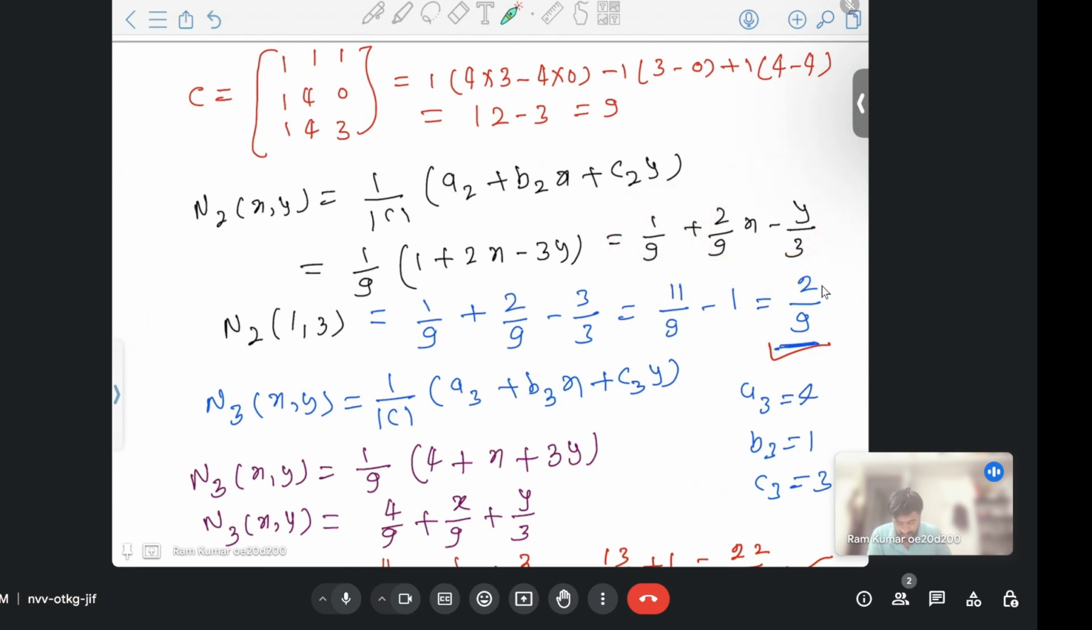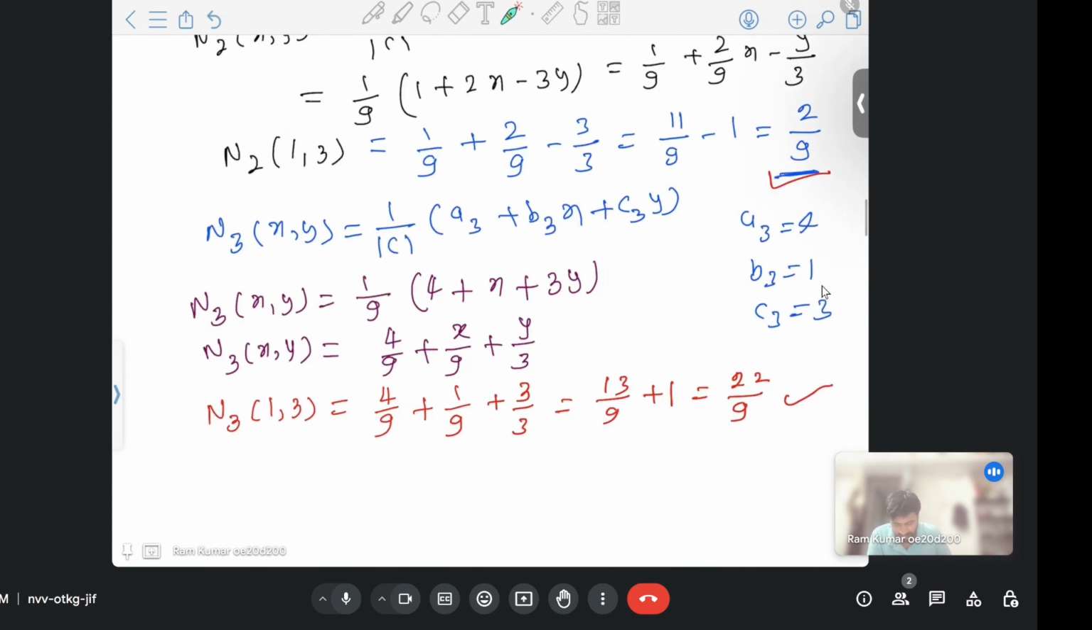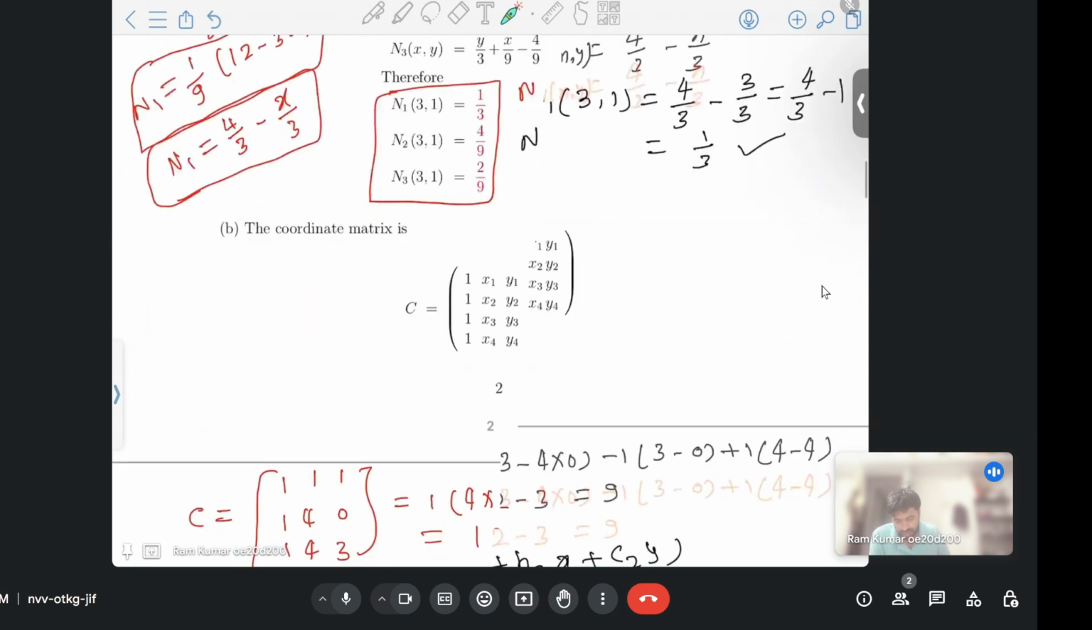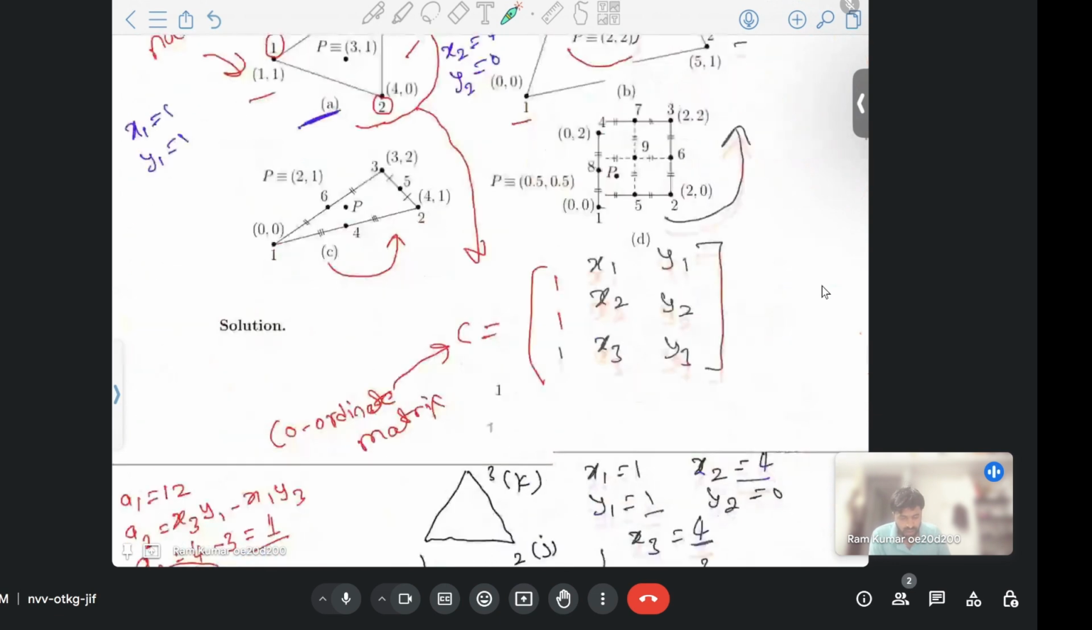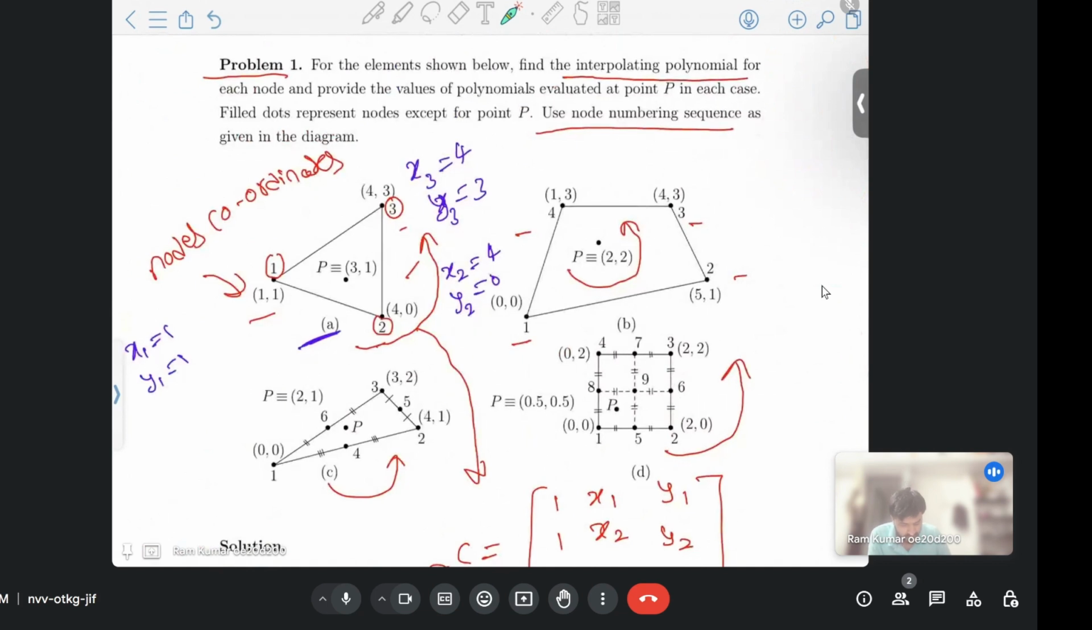And similarly, we get the formula for N3. N3 equals a3 plus b3x plus c3y, and we also obtained N3 at (1, 3). So like this, we followed this procedure and obtained all the shape functions, which are also called interpolating polynomials.